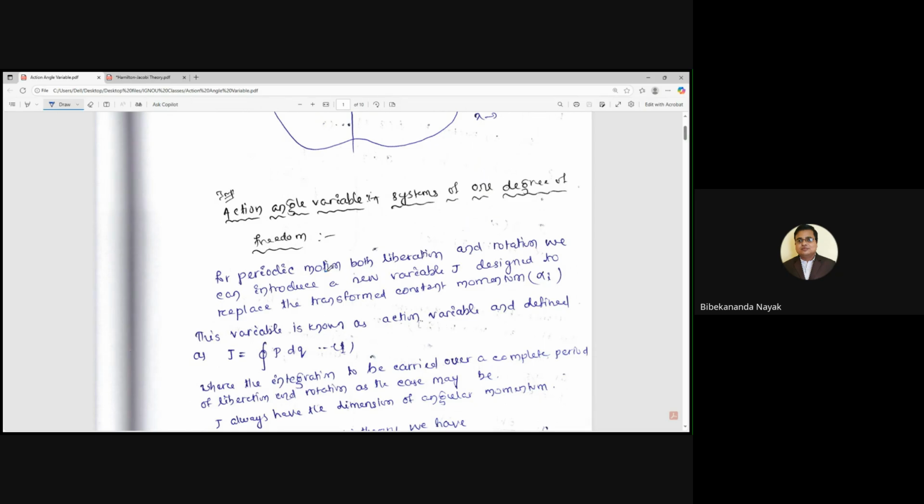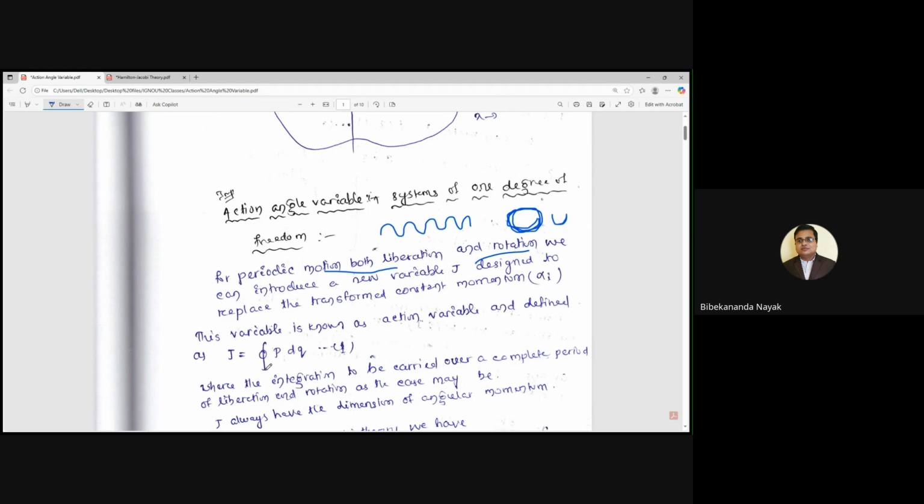For periodic motion, both libration and rotation. You have seen libration, rotation means this makes this wave type, sine cos wave. Libration means repeated motion, maybe circular, parabolic, this type of libration or this motion. Rotation, we can introduce a new variable J, designed to replace the transformed constant momentum alpha.